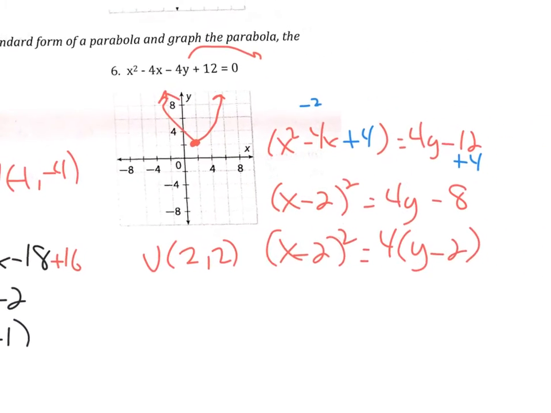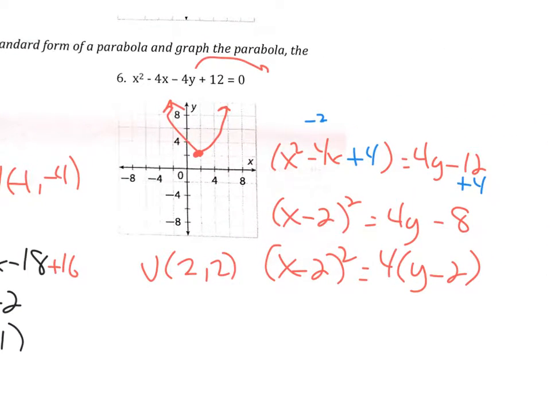6 is the exact same kind of problem. Just the x's are squared instead of the y's. So group your x's together. Move everything else to the other side. Take half of 4, square it, add it to both sides. This side, you can write your parentheses and you're completely done there.